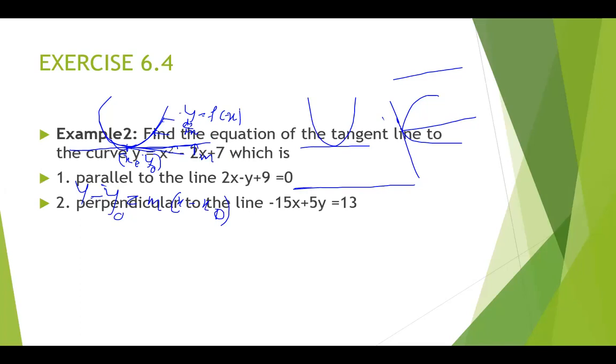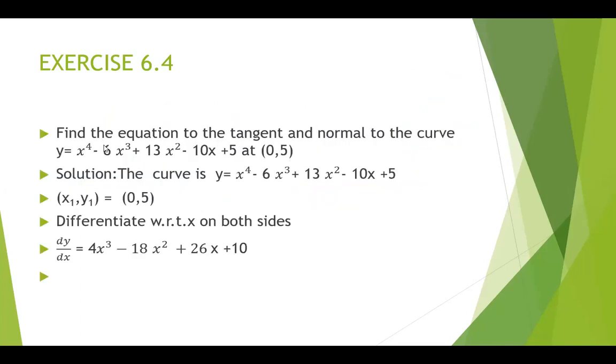See, I will take: find the equation of the tangent and the normal to the curve y is x to the power 4 minus 6x cube plus 13x square minus 10x plus 5 at (0,5). Okay, you will first consider the function, the equation of the curve. It's as it is. At what point is the tangent drawn? The tangent is drawn at (0,5).